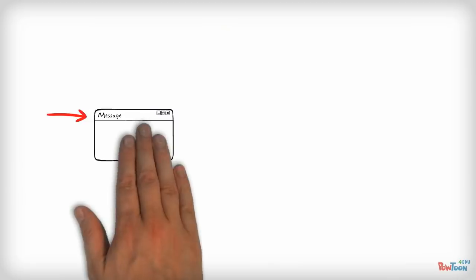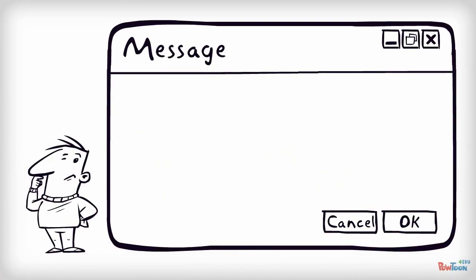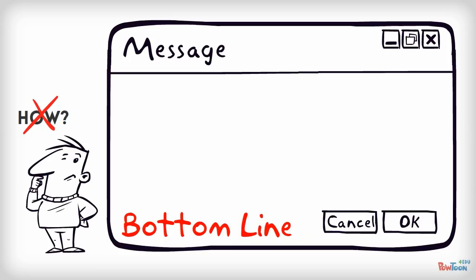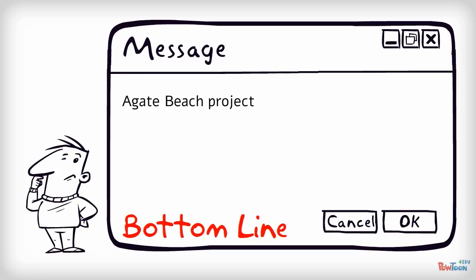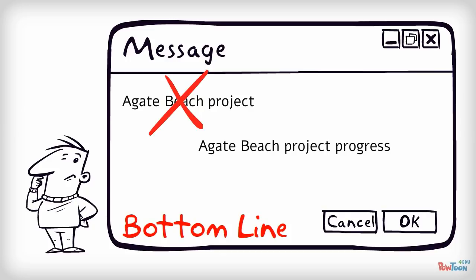To determine the purpose of his email, we first need to identify the bottom line message in this situation. You can think of the bottom line as what Russell must say. Don't worry about how it should be said right now, just focus on the core information Russell has to communicate to his boss. One possible way of stating the bottom line is Agate Beach Project. But that tells the boss only the topic of the email, it's not complete. Another possibility is Agate Beach Project Progress Update. But while that's more descriptive, it's still just the topic, not the core message.